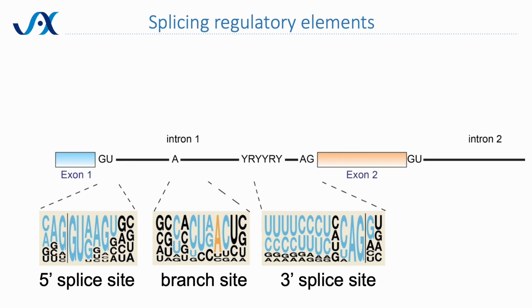There are multiple splicing regulatory elements that are located in introns and exons. There are three core splicing signals present at each intron: 5' site, 3' site, and branch site. They participate in the splicing reaction.